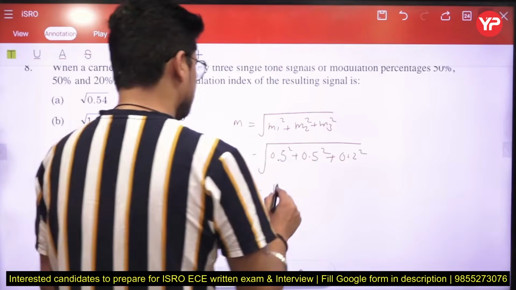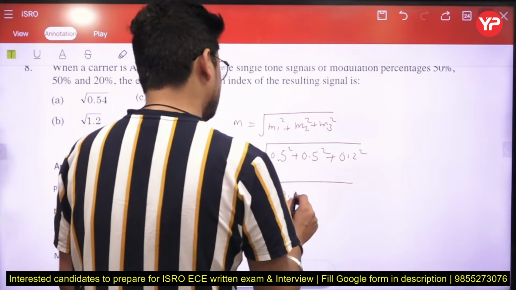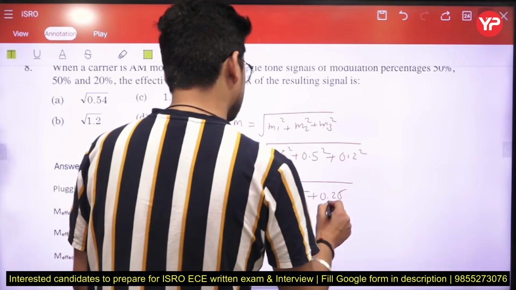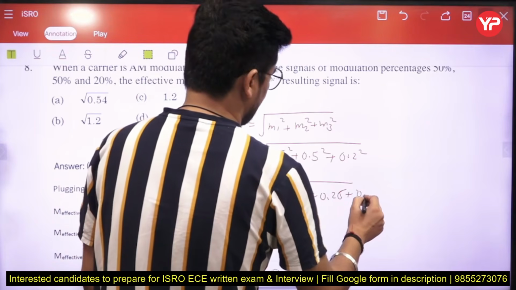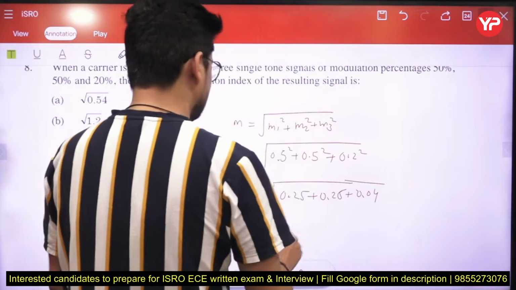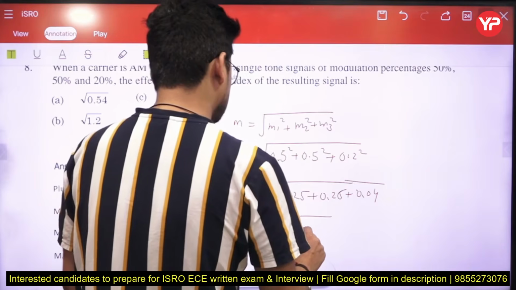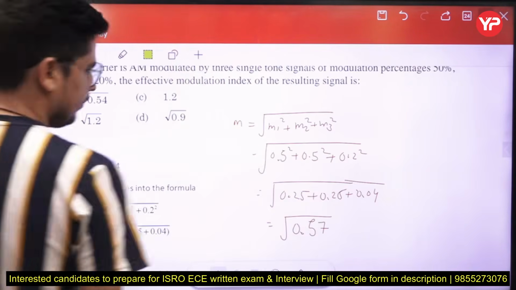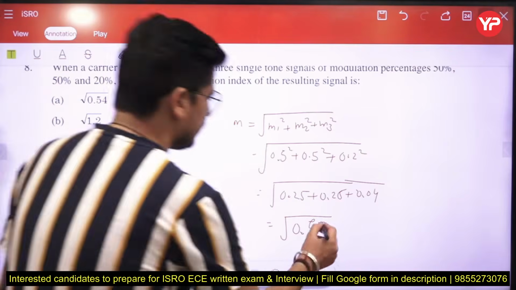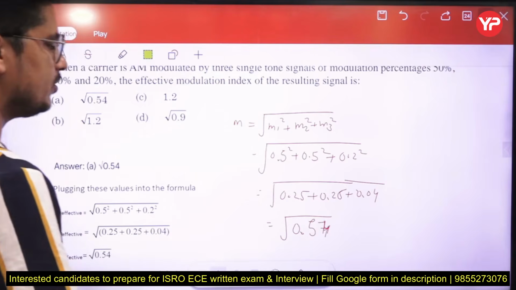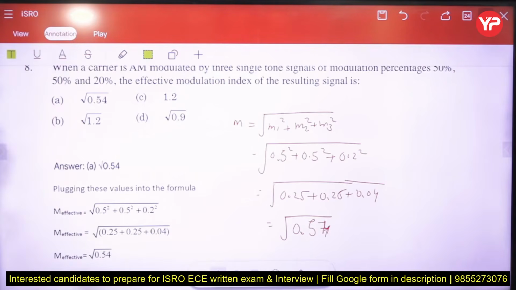So it is going to be 0.25 plus 0.25 plus 0.04, right? So when you add this, it becomes 0.54.